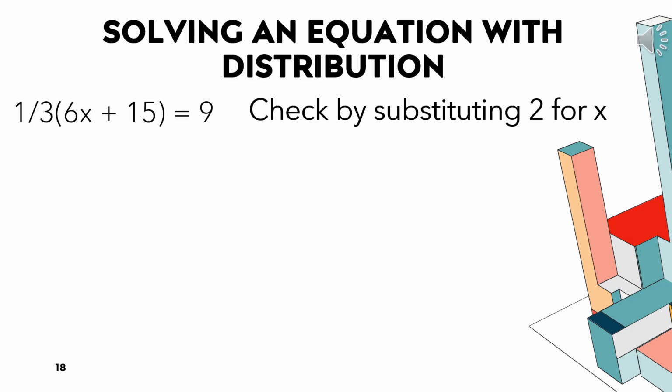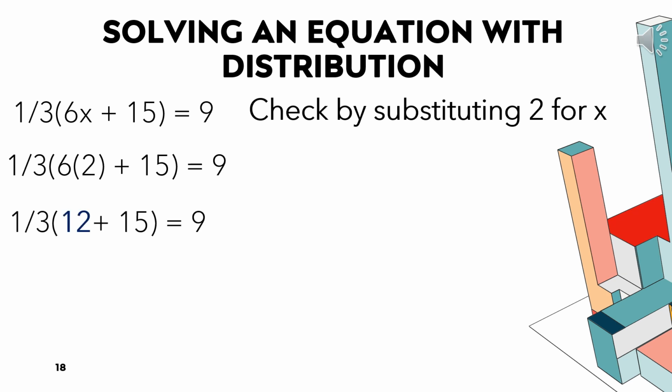We are going to check our work by replacing x with 2. I always like to start by rewriting my problem. So, now I have 1/3 of the sum of 6 times 2 added to 15 equals 9. Next, I multiply 6 by 2. I rewrite this as 1/3 times the sum of 12 and 15 equal to 9.